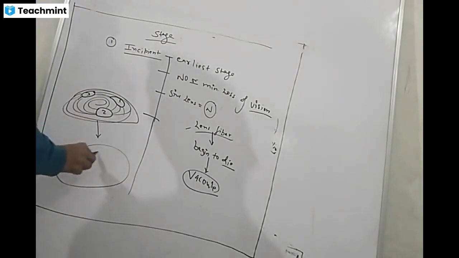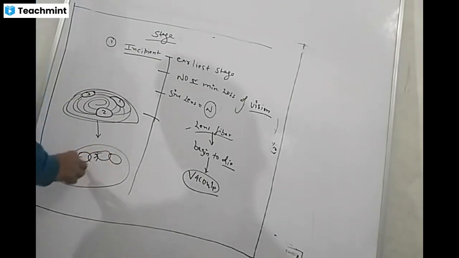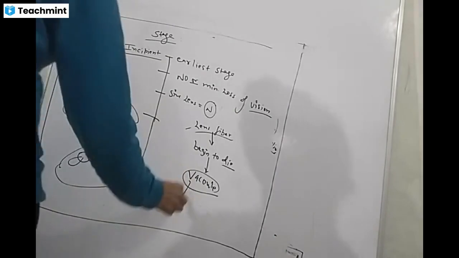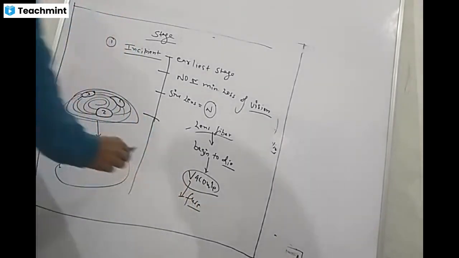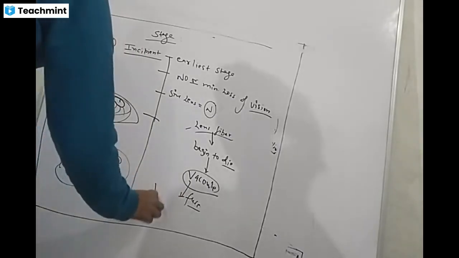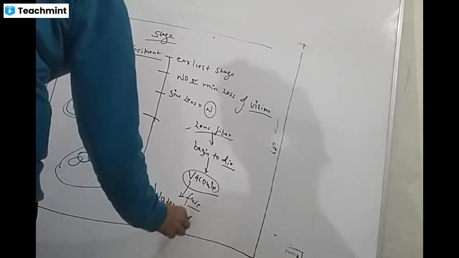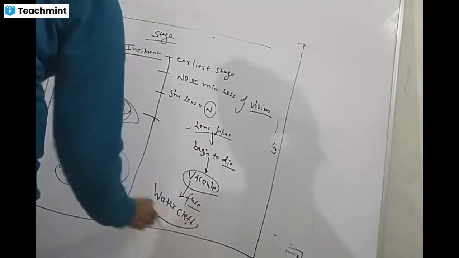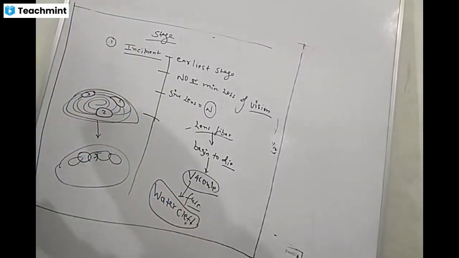These vacuoles keep on coalescing with each other. It means the vacuoles fuse with each other, and that may lead to the formation of a structure that is called a water cleft. Water cleft, because the lens is made up of 65% water.